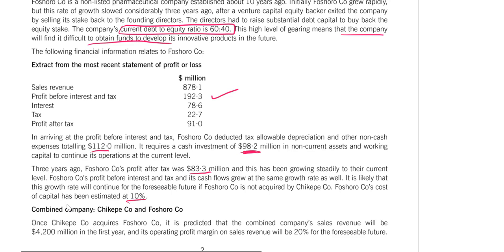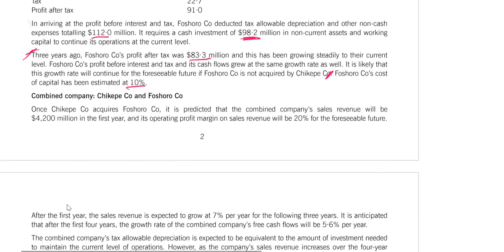So this information is given in order to calculate the market value of F company. Especially, this information is given in order to calculate the growth rate. We will take the latest profit in the numerator and the earliest profit in the denominator, and we will take the growth by taking the change in the profit level, and cash flow will grow at the same rate. Okay, what about the combined company?